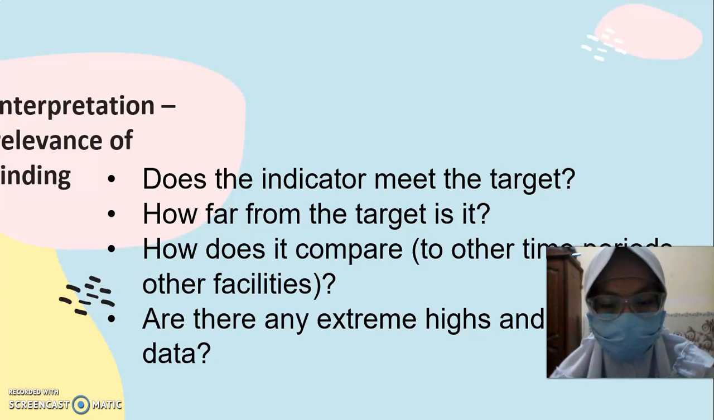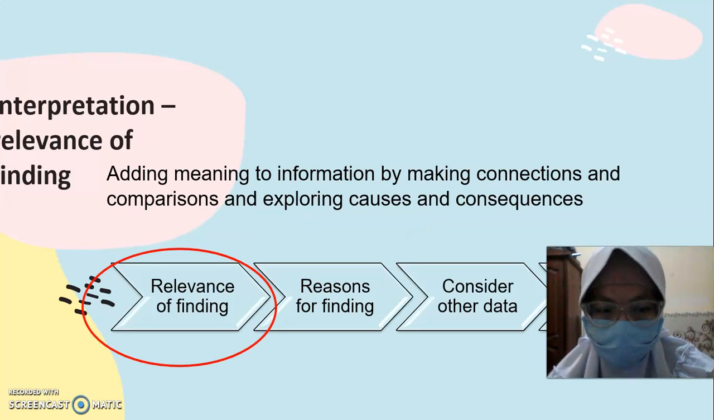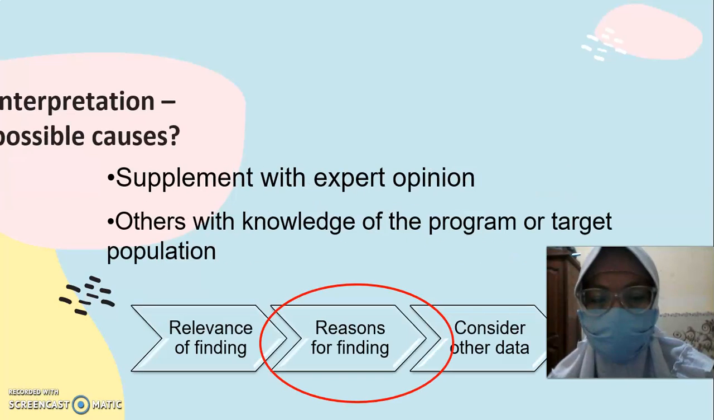So what is the indicator with the target? How far from the target is it? How does it compare? And are there any extreme highs and lows in the data? These are examples of questions to get interpretation of data by relevance of findings.